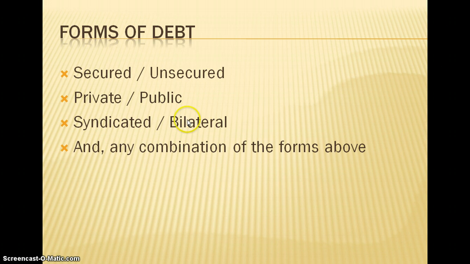Most people are familiar with the bilateral debt. That's when a lender lends to a borrower. A syndicated debt would be a group of lenders lending to a single borrower. And then lastly, you can have any combination of these forms. So for example, you can have secured public debt that's bilateral, or you can have unsecured private debt that's syndicated.